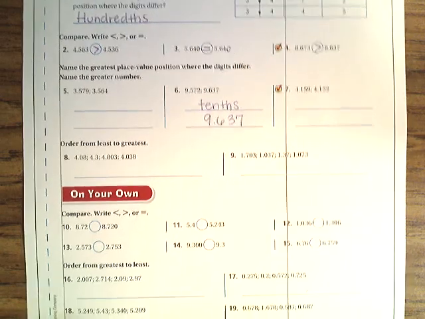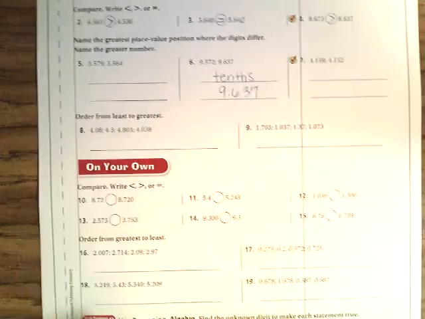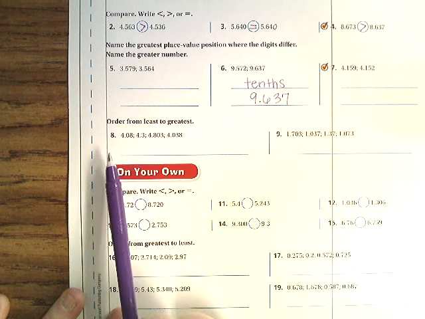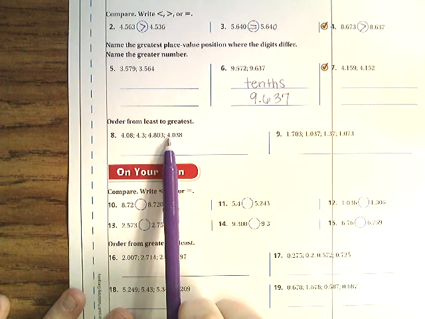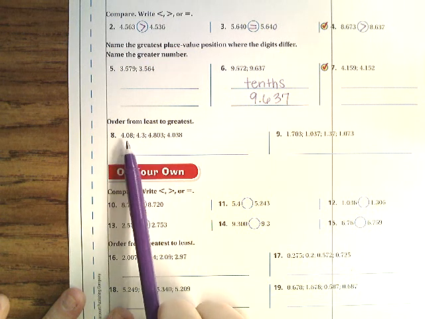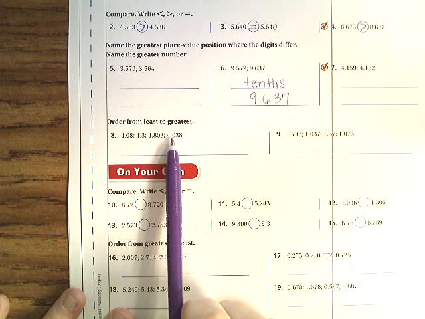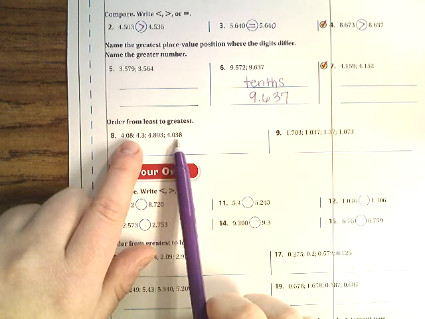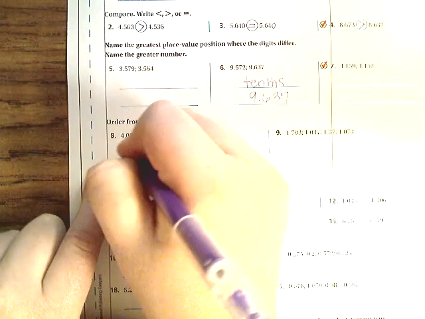All right, now we're going to order from least to greatest, and I want to do number 8. So let's compare our digits. We're writing them from smallest to biggest. So we have 4, 4, 4, 4. All right, we're not done. We have 0, 3, 8, and 0. So we have 2 with 0. We're going to look at the next digit. We have 8 and 3. 3 is smaller, so that one's going to go first.